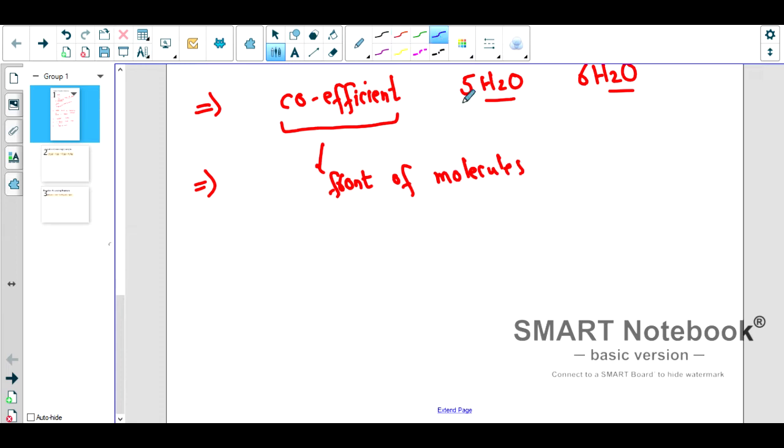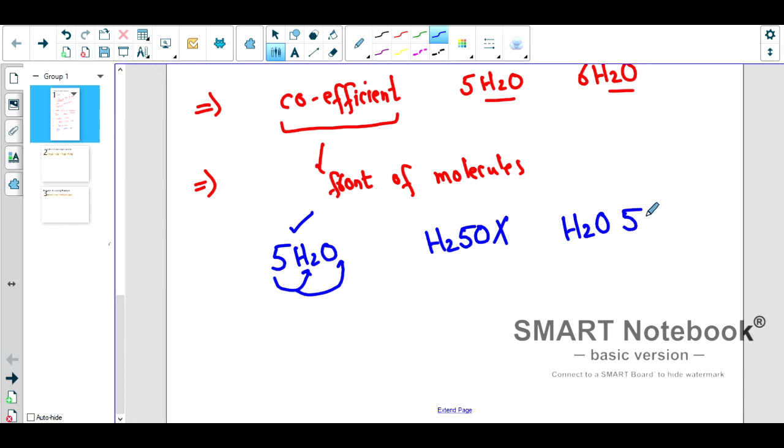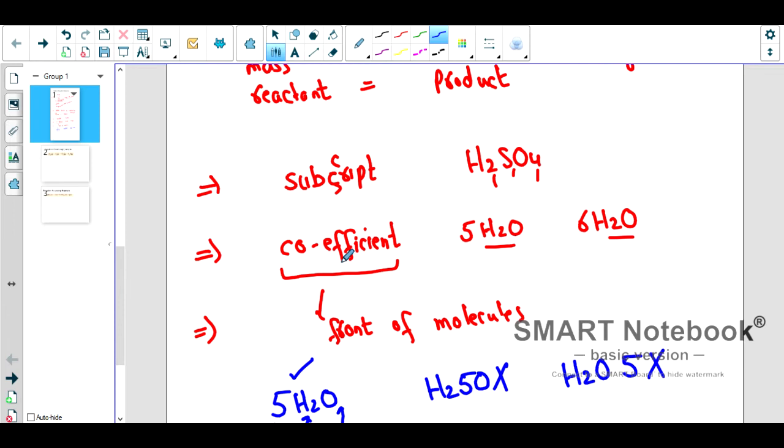For example, you have 5H2O. This is correct. This 5 shows that there are a total of 10 hydrogens and 5 oxygens. It applies to all of them. You cannot write it like H2 5 O, as if you wanted to balance oxygens so you put 5 in the middle. This is wrong. You also cannot write it like H2O5. This is also wrong. So keeping these rules in your mind, let us start and do a question.